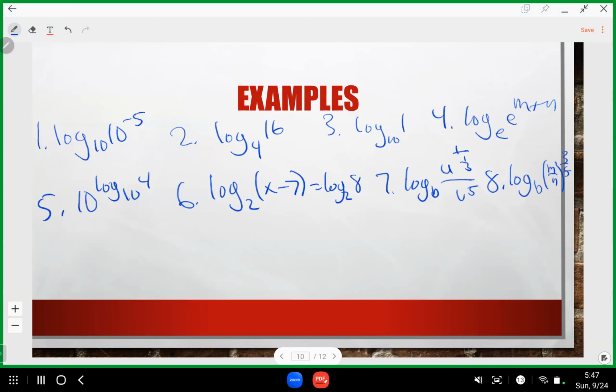So just do these 8 problems very quickly. It shouldn't be that hard, you should be able to do them pretty fast. Once you get very familiar with logarithms and the properties, you'll be able to do these without thinking, right?